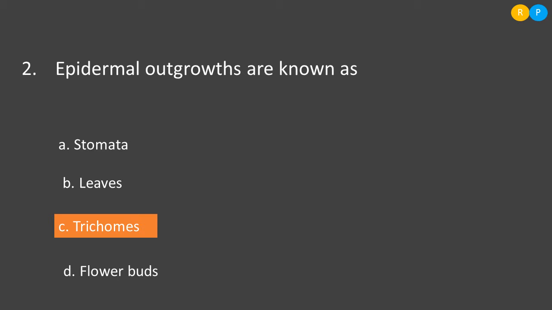Then option C, trichomes. Trichomes are hair-like structures. These are actually outgrowths of the epidermal region. So these structures can be seen on the surface of the stem. Clear, right? So option C is the correct answer for this question. Then option D, flower buds. Flower buds are not outgrowths of the epidermal region. Flower buds are actually modified axillary buds. So the correct one is option C.